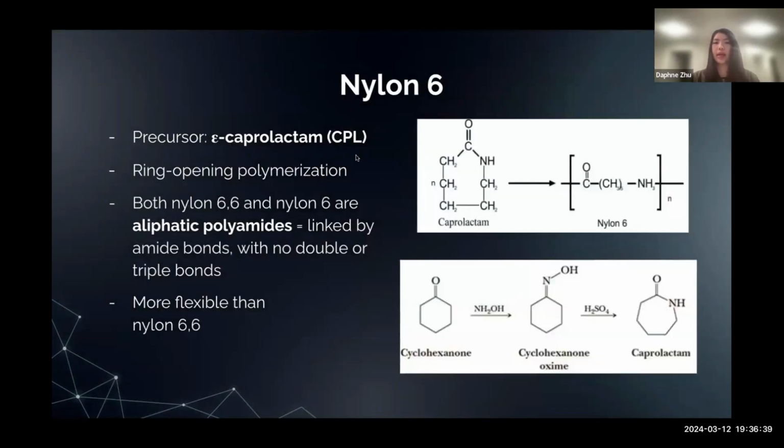As for nylon 6, there's only one precursor, epsilon caprolactam, or just caprolactam. It has this ring shape, so to polymerize it, you would open the ring in order to add more to the chain. And both nylon 6,6 and nylon 6 are aliphatic polyamides. They're linked by amide bonds. And aliphatic means that there are no double or triple bonds. And nylon 6 tends to be more flexible than nylon 6,6.